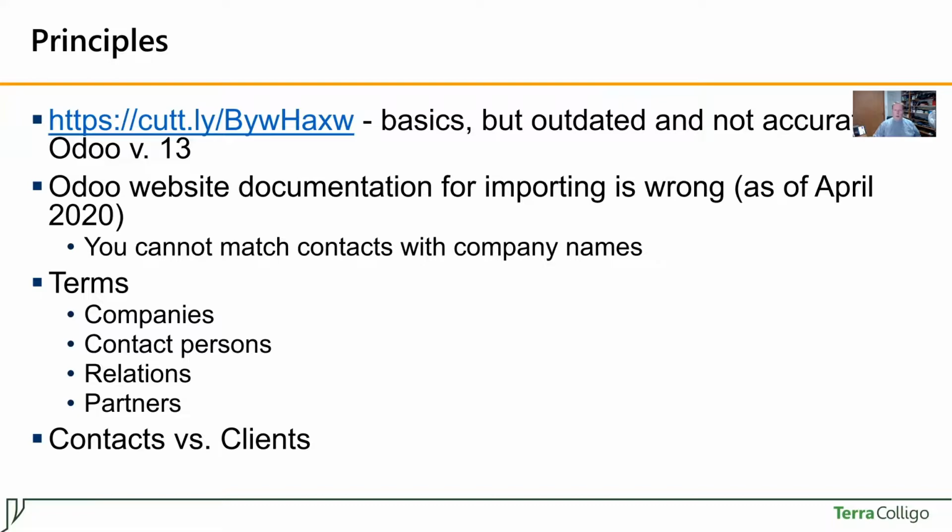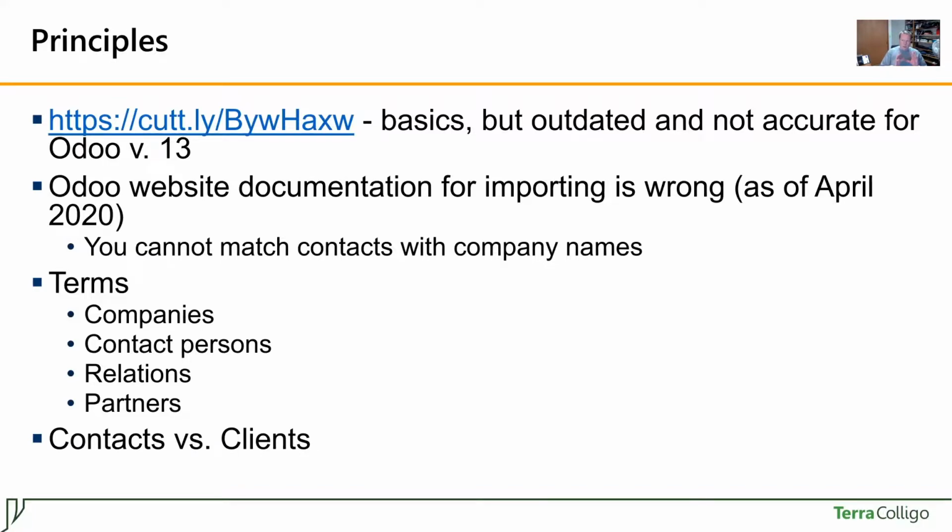Now, there are a couple of things in Odoo which would have an impact here. First of all, the Odoo website has instructions on how to do it. The discussion is from the year 2013, so it gave the basic idea, but it is outdated and not accurate for Odoo version 13. Also, the Odoo website contacts are not correct. There are clear errors, like for example, you can't match a contact with the company name.